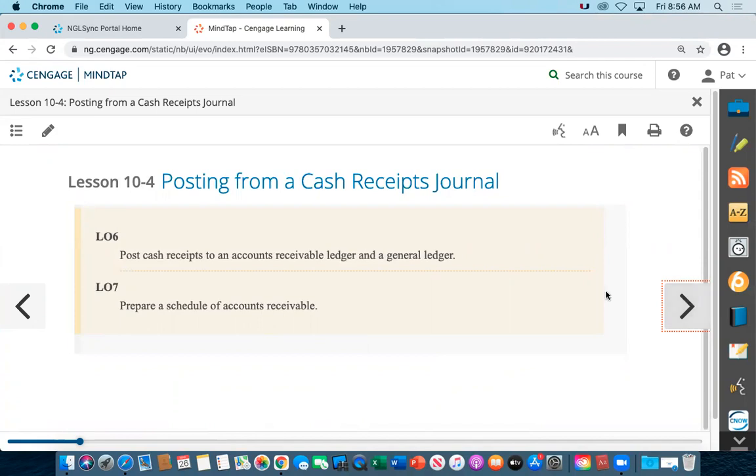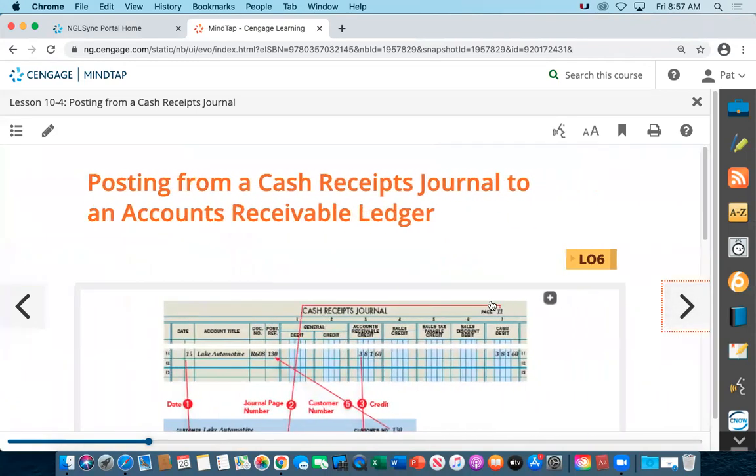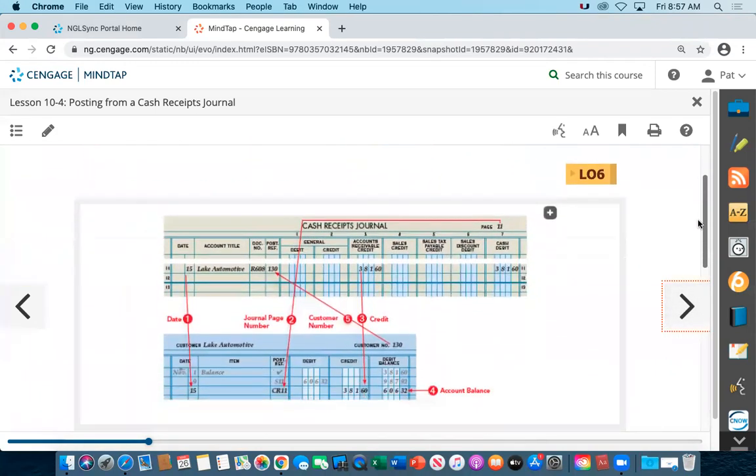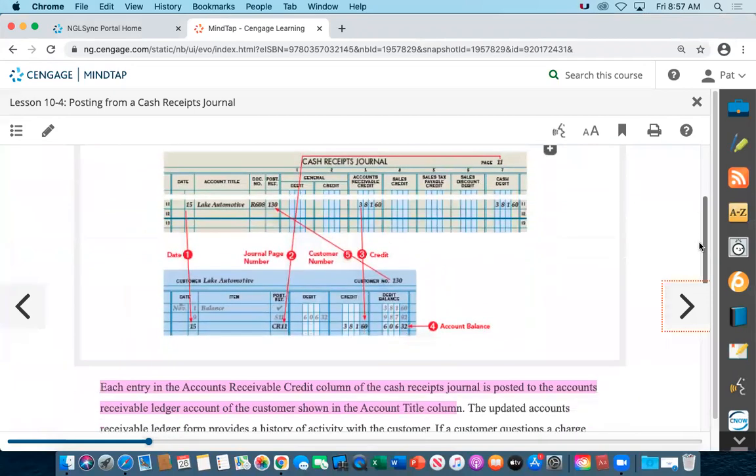is accurate. Okay. So it says we're going to post cash receipts and the accounts receivable ledger to the general ledger, and we also have to prepare a schedule of accounts payable and receivable. All right. We won't walk through every single step of posting because I know you're getting kind of bored with it. We posted in chapter 9, sections 2 and 4. We also posted in 10-2 yesterday, or the day before anyway.